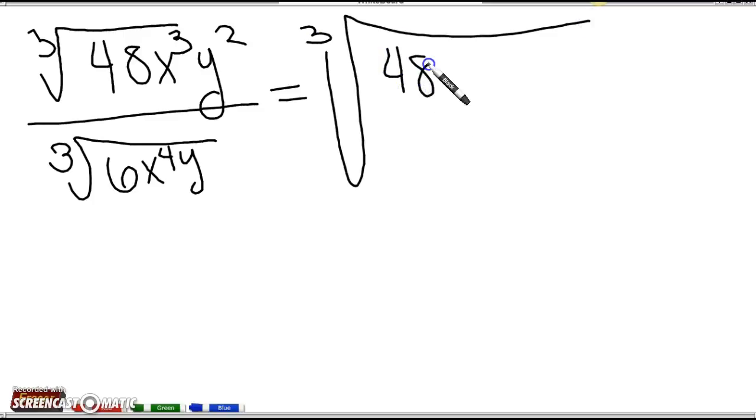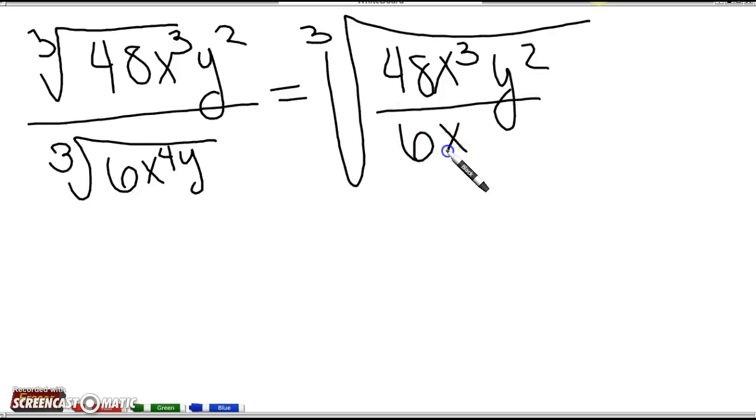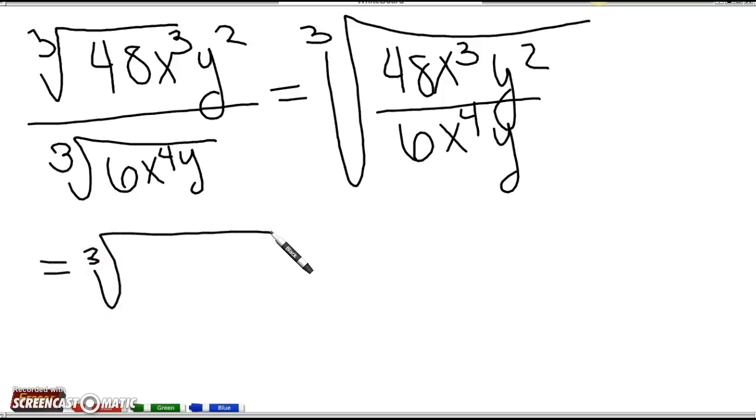And so if you remember this from properties of radical expressions, we know that we can do this. And so I'm going to go ahead and divide everything out. And when I do that, I get 48. 6 goes into 48 8 times. I have x cubed and x to the fourth.